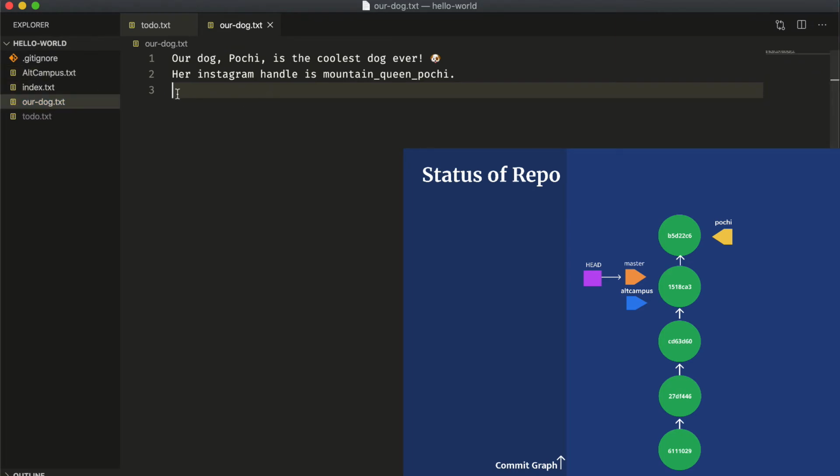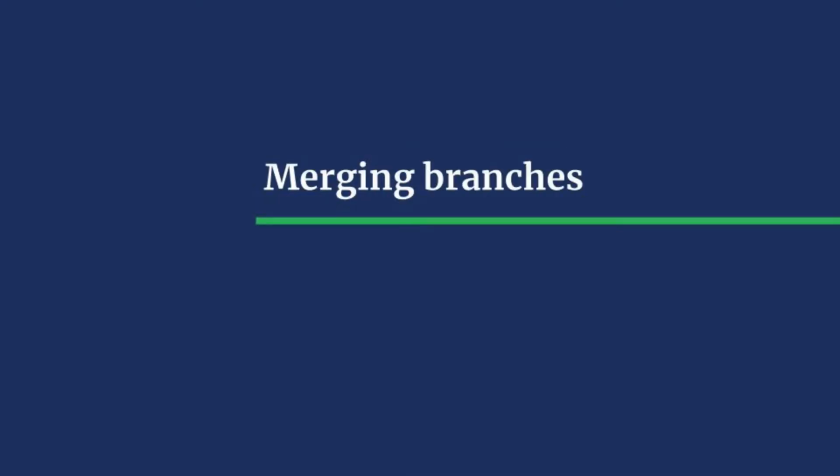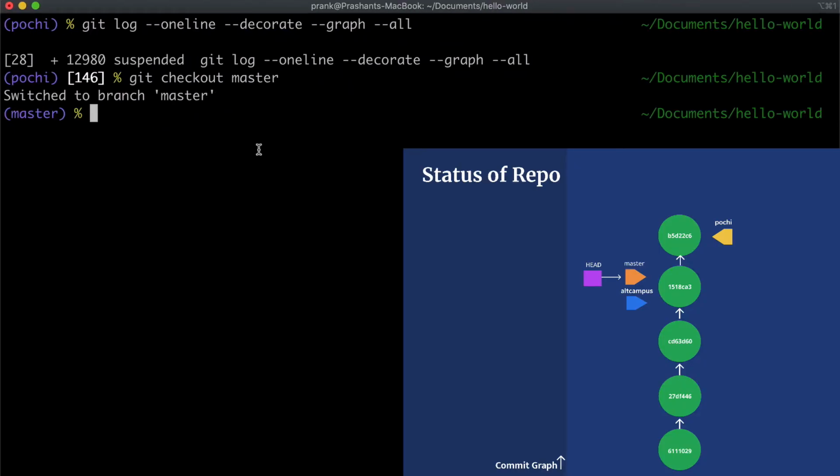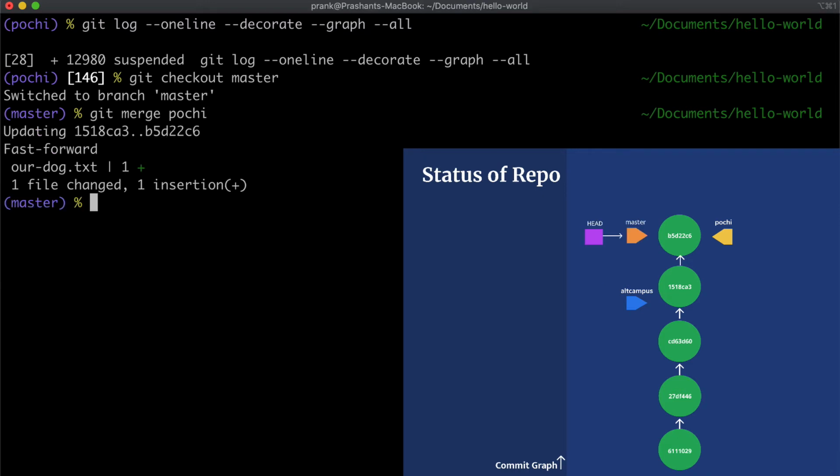Here we can see that the last line about Pochi being lazy is not present in master because we made those changes in a separate copy which was in Pochi branch. To perform the actual merge, we can run this command called git merge and then the name of the branch that we want to merge, which is Pochi.